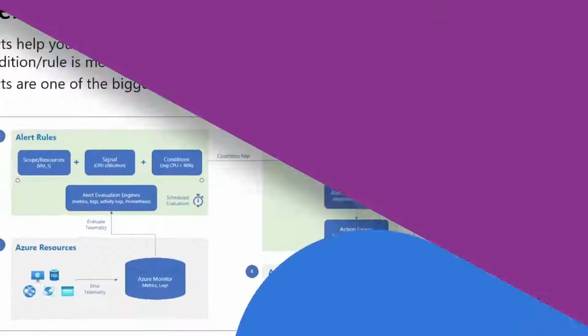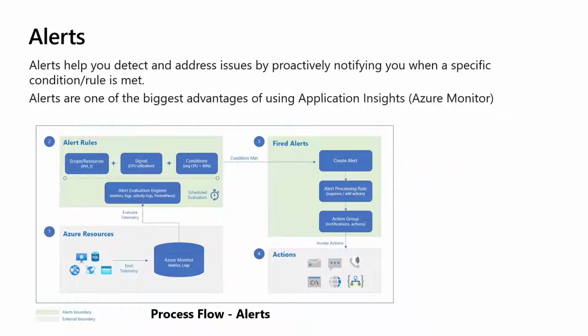Alerts. Alerts are one of the biggest advantages of using Application Insights. Alerts can detect and address issues by sending proactive notifications and performing other actions, such as calling an Azure function, webhook, or a logic app. This diagram represents the process flow for alerts. The first step is Azure resources or web applications pushing telemetry to logs or metrics. In our scenario, the application is Power Automate.